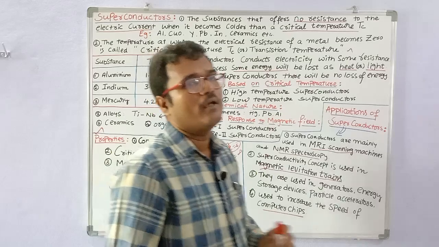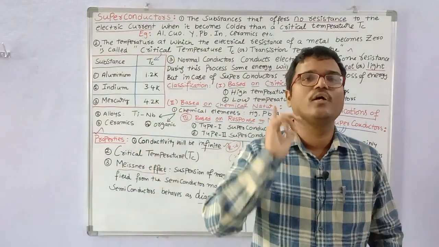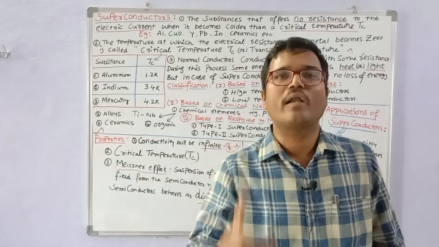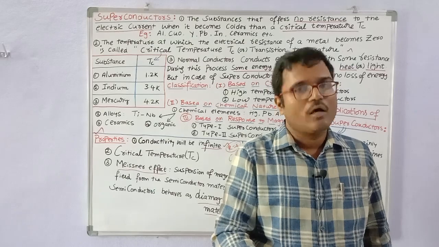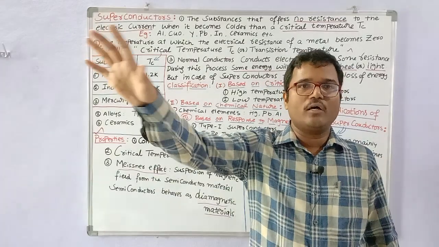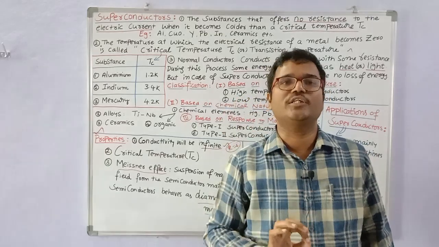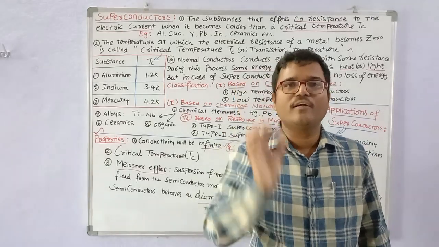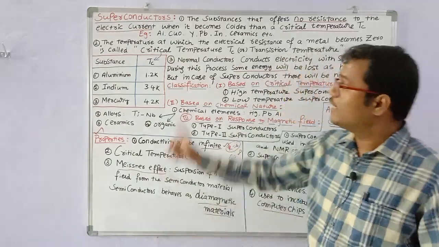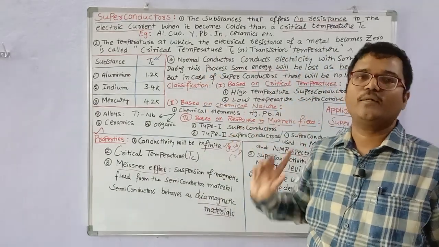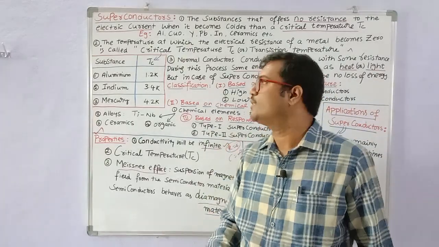Simply put, those materials which offer no resistance to the flow of electrons are called superconductors. A normal conductor becomes a superconductor when that material is kept at one particular temperature, and that particular temperature where a normal material becomes a superconductor is called the critical temperature or transition temperature. Each material, each element has its own critical temperature, right?